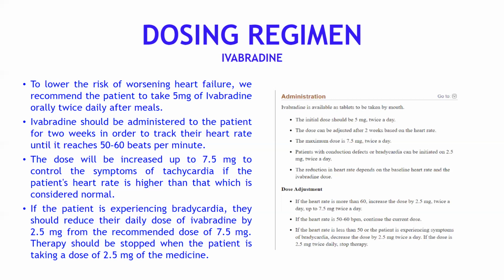If the patient is experiencing bradycardia, they should reduce their daily dose of ivabradine by 2.5 milligrams from the recommended dose of 7.5 milligrams. Therapy should be stopped when the patient is taking a dose of 2.5 milligrams of the medicine. And the dosing regimen for the oxygen is just for managing the shortness of breath, so the patient will use it as needed to relieve his shortness of breath.